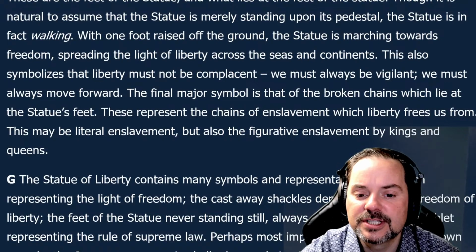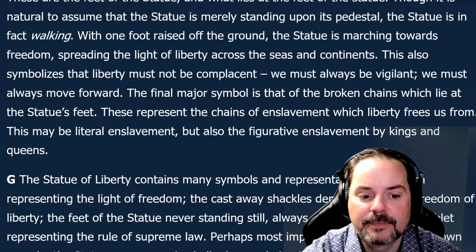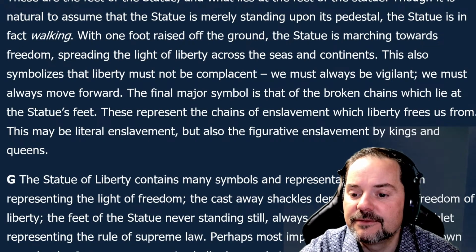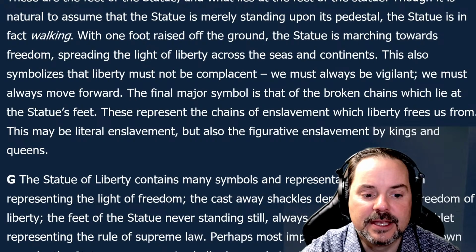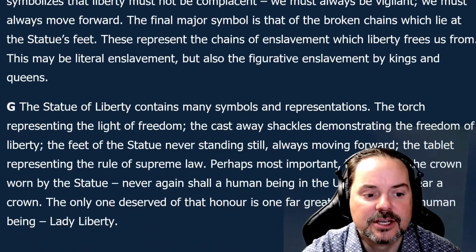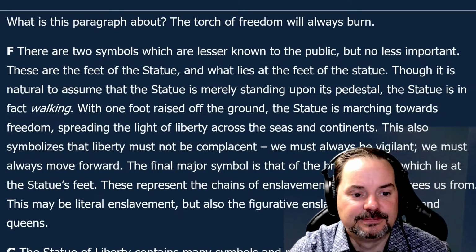The final major symbol is that of the broken chains which lie at the statue's feet. These represent the chains of enslavement which liberty frees us from. This may be literal enslavement, but also the figurative enslavement by kings and queens. Okay, go ahead. James, read that paragraph for us.